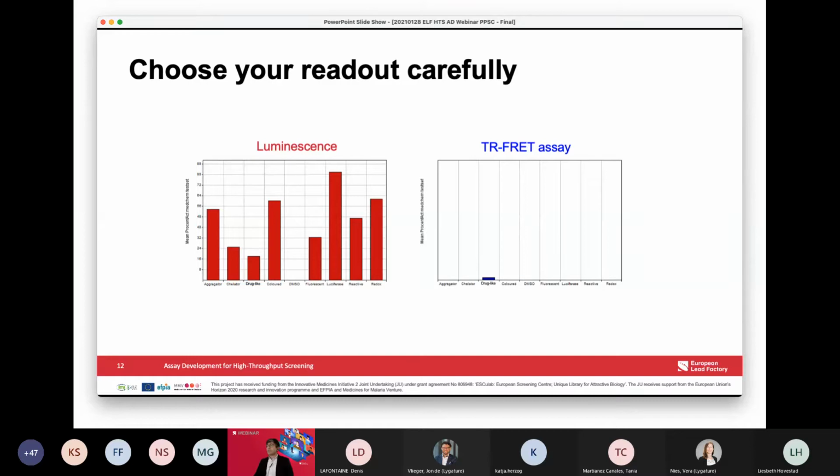And if you compare it to a TR-FRET assay, you see that compared to the luminescence one, none of these liabilities are out there. And this assay basically just picks up drug-like molecules. So this doesn't tell you necessarily that universally TR-FRET assays are better than luminescence assays, but the point here is that this is very much context dependent, and it's good to know your assay liabilities before going to screening phase.